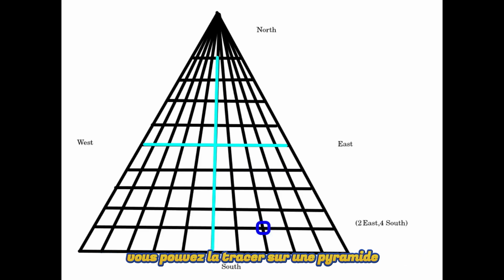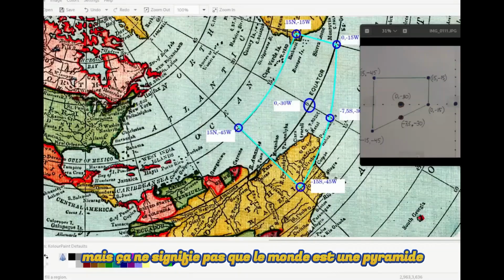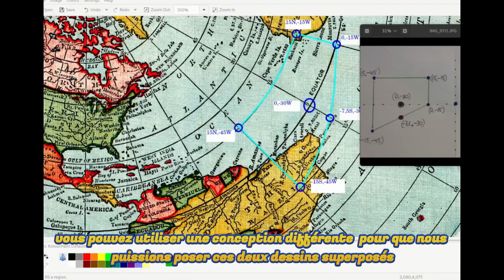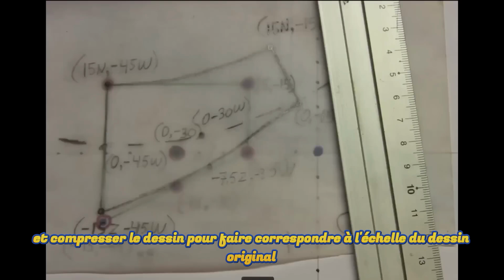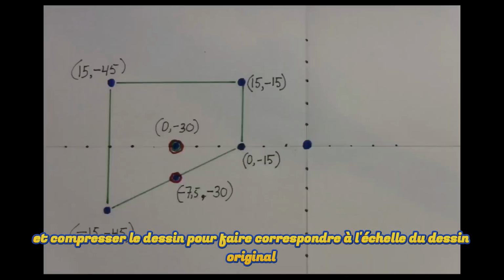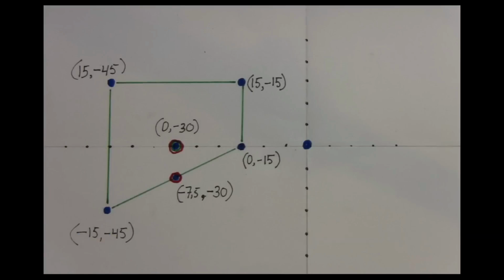You can draw it on the pyramid, you can scale it, but it doesn't mean the world is a pyramid. Can we use a different design so we can lay these two drawings on top of each other and compress this drawing to match the scale of the original drawing and with the same coordinates?